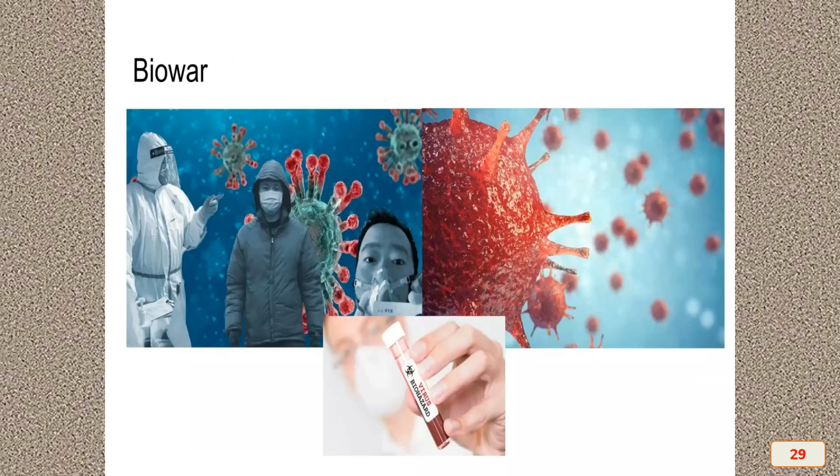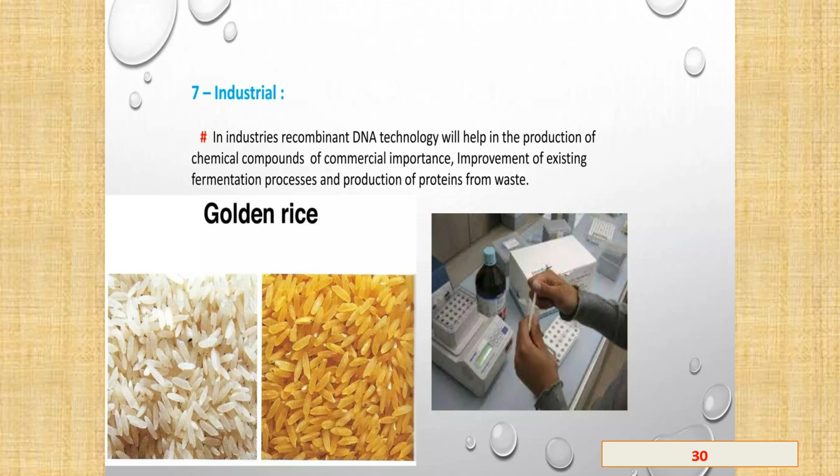Biowar is another threat, of course, the virus is a threat. Then industrial golden rice can be produced using this particular technology. Recombinant technology will help in the production of chemical compounds of commercial importance, improvement in existing fermentation processes, and production of protein from waste.